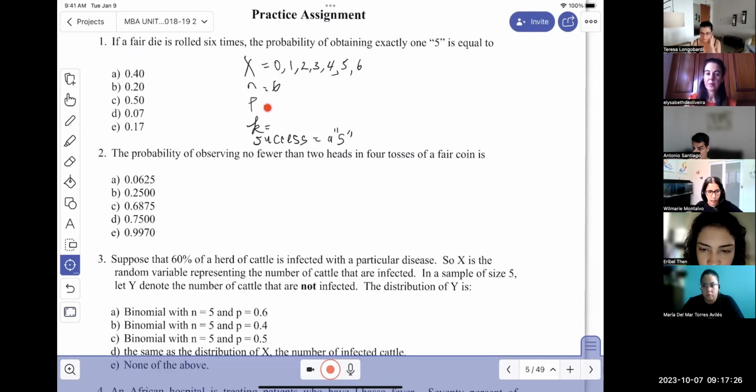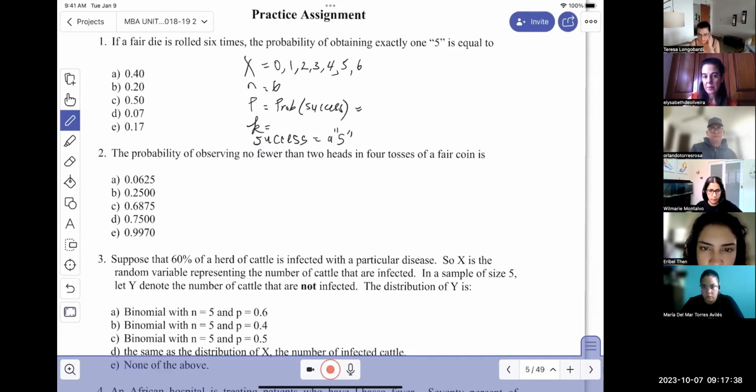What's the probability? What's P? The probability of getting a 5? 1 in 6. 1 out of 6. And we're going to leave it as a fraction because it is a repeating decimal and we don't want to round that. So just leave it as a fraction. It's fine. We could put that in our calculators.